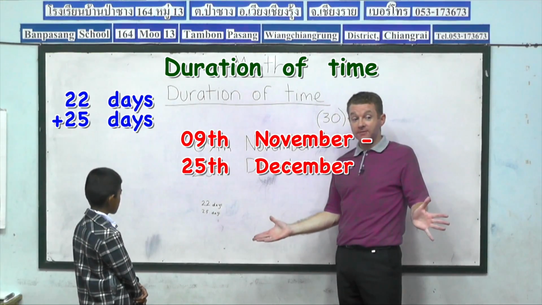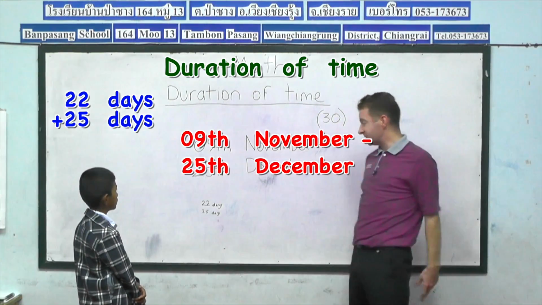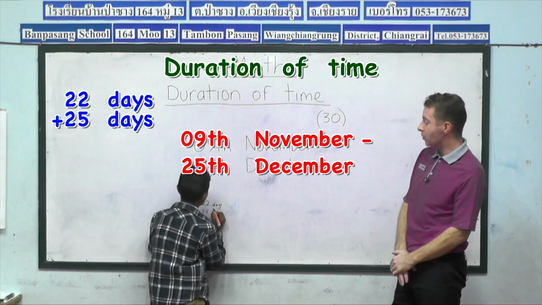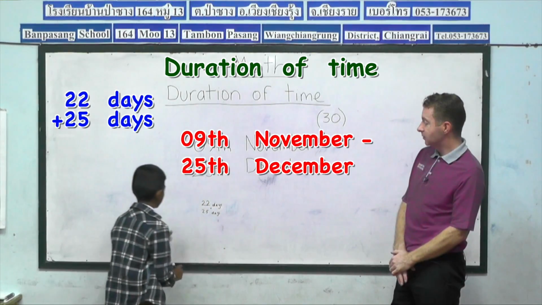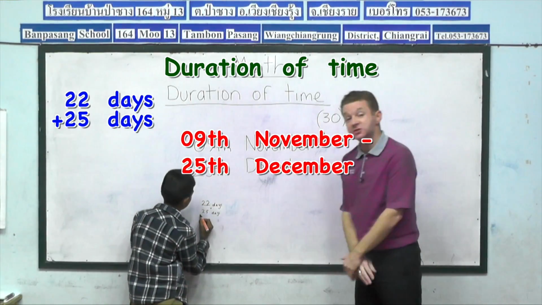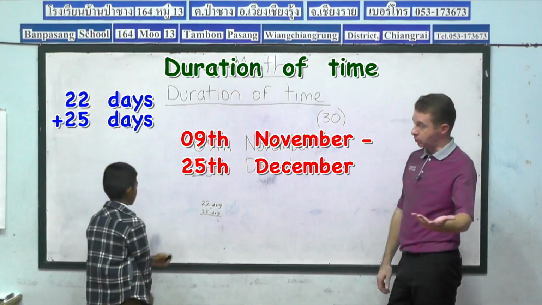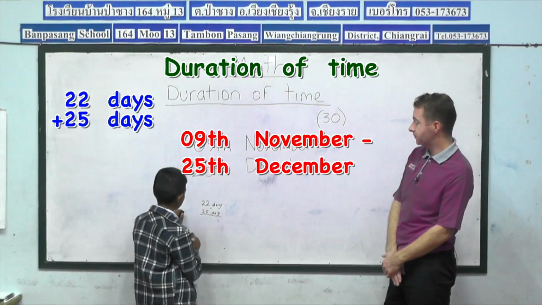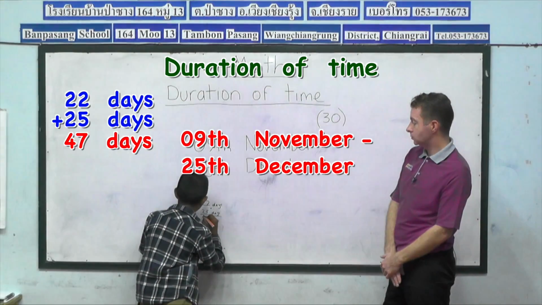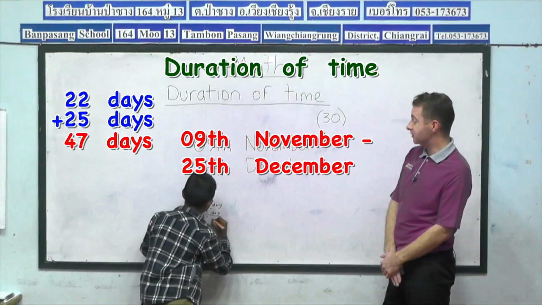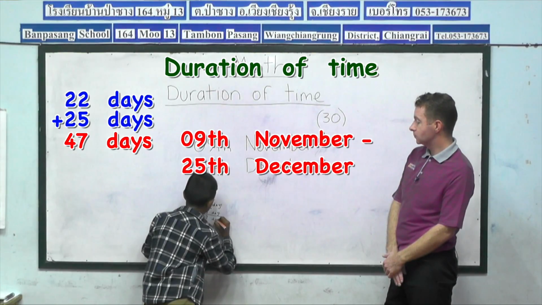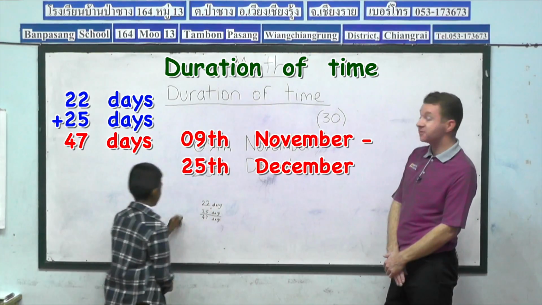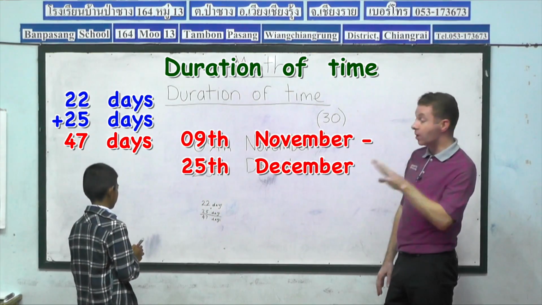What do we need to do next? Add together. Exactly. So 22 plus 25. So Pat will show how we can do this calculation here. So first of all, 2 plus 5 equals 7. And then 2 plus 2 equals 4. Excellent, Pat. And Pat has correctly added together the two amounts of dates.